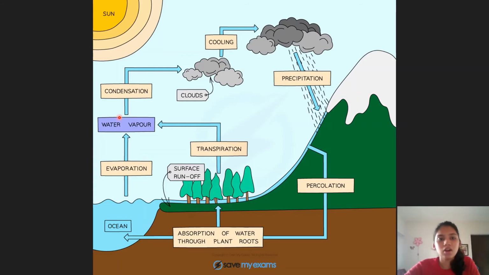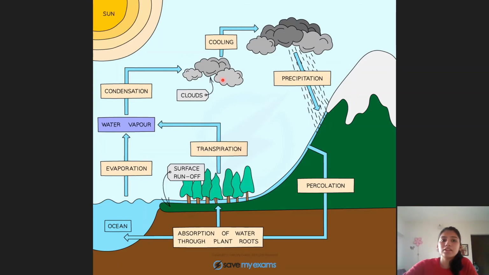So first, let's start with water in the ocean. Water evaporates. It forms water vapor. So evaporation is basically the conversion of water to water vapor over a range of temperatures. Okay, so basically what happens is then water vapor condenses to form clouds. Clouds cool and then precipitation occurs. Precipitation is basically raining, okay, where it converts to a liquid state.